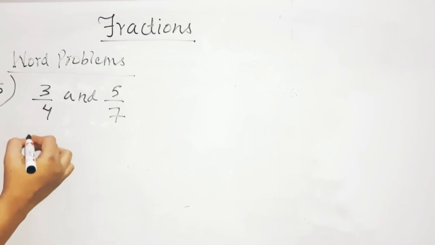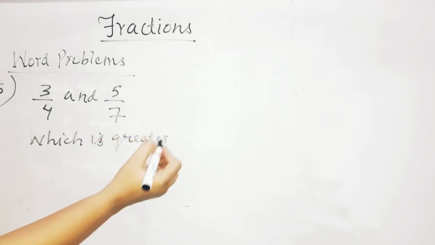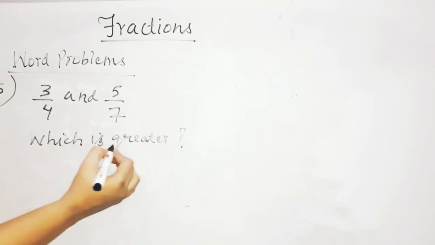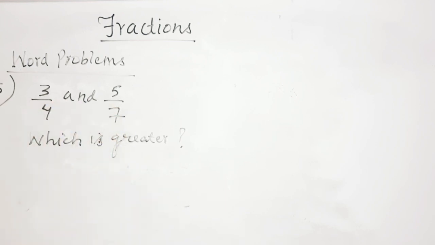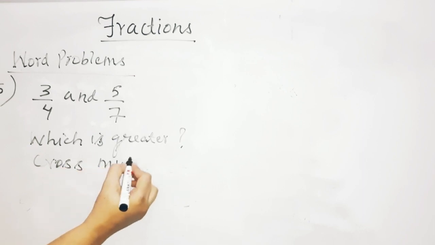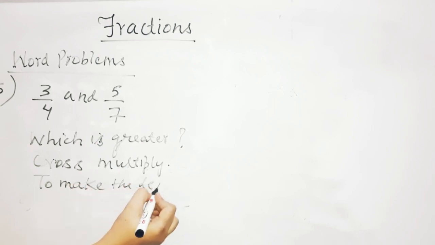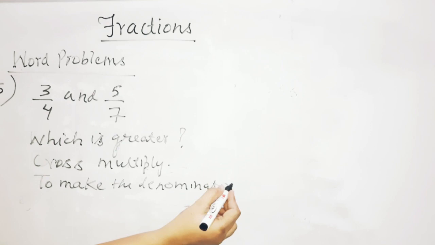If only one question was given over here, which is greater, then the answer was very simple. How will you find out the answer of that question? Out of these two fractions, which one is greater? What is the first thing which we have to do in order to identify? There are two methods by which you can check which fraction is greater. Either you can cross multiply. The next method is to make the denominators same. So how will you make the denominators same? If you know the answer, please reply to me in the comment section.